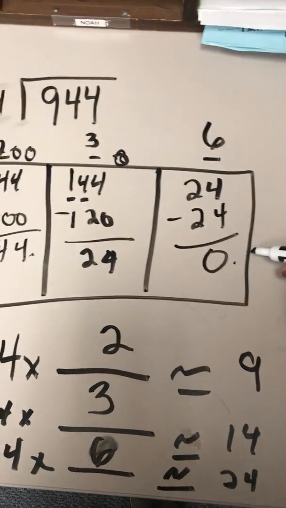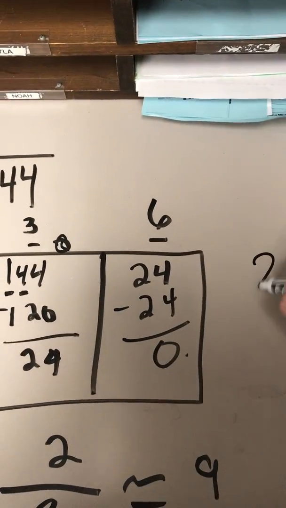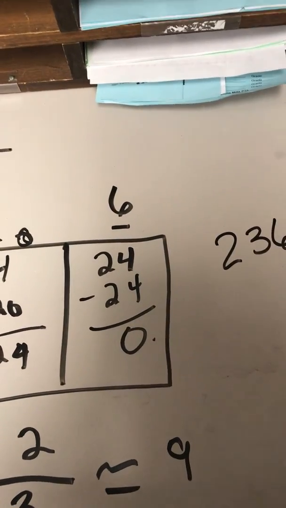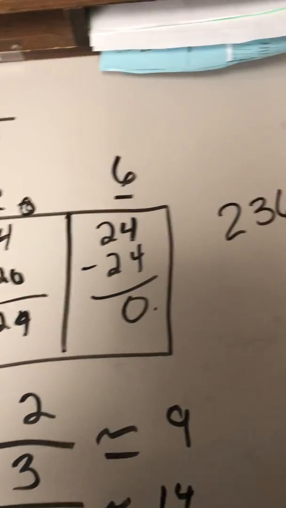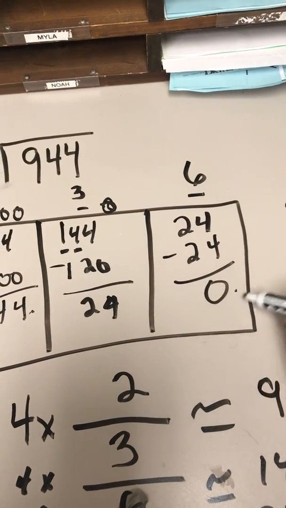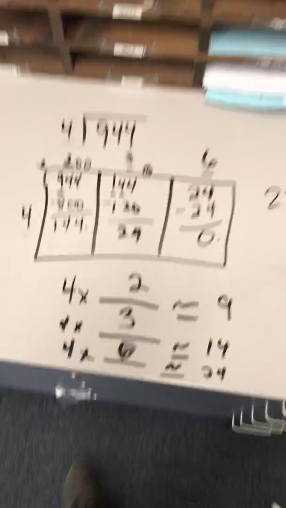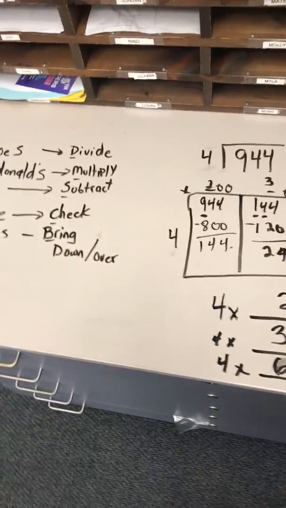Here we have a remainder of 0. And our quotient is 236. Remainder 0. If there was a remainder, this is where your remainder would be. Hope this helps as they work through the steps of their division homework tonight.